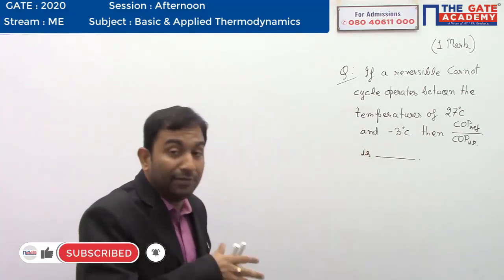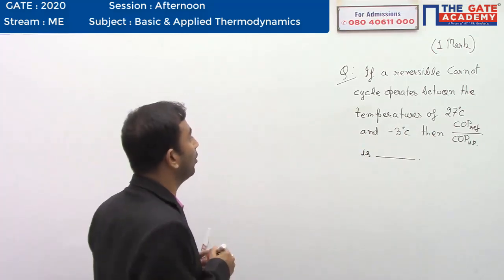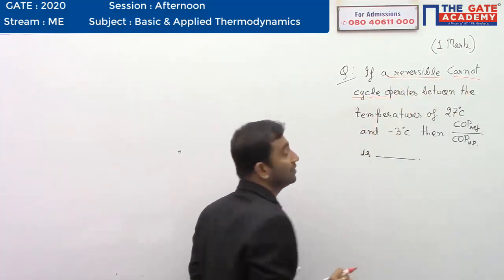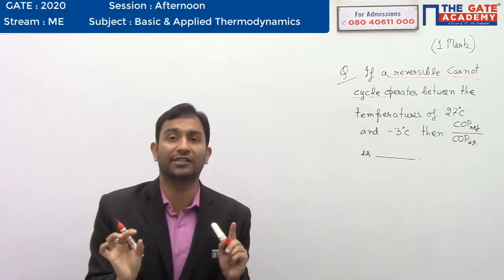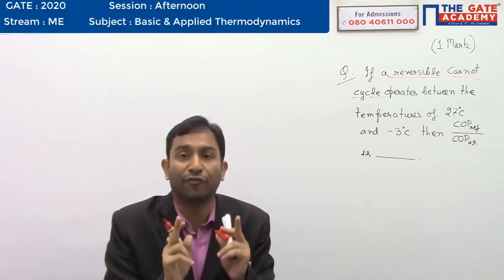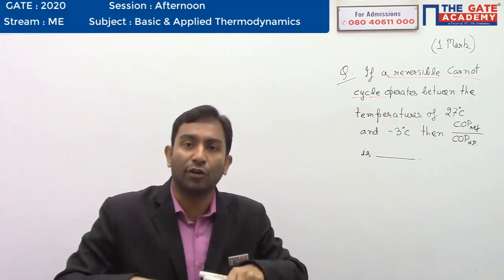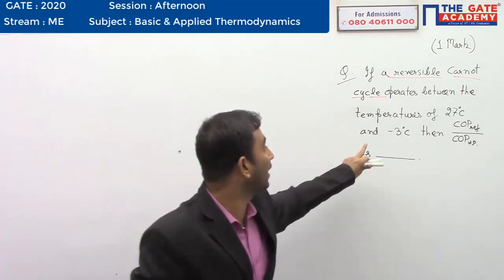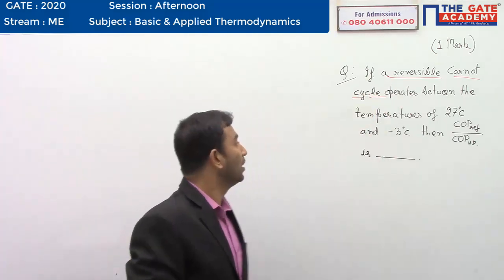Now the main keywords to concentrate on are reversible Carnot cycle. This is a keyword. All the hints in any GATE question paper are given in the question itself. If you read the question or properly analyze it, you will find all the hints on how to solve the problem.